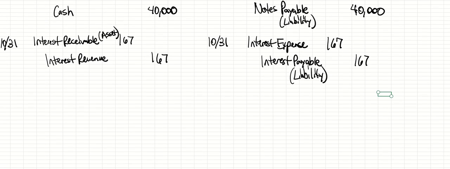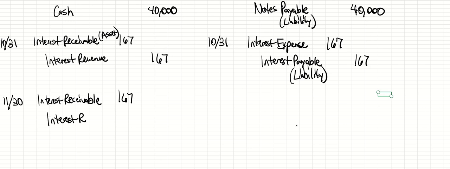Okay. On November 30th, the second month has expired, but interest has accrued, even though cash has not been exchanged yet. So what should we do? We should record the same entry as we did in October by debiting, for the lender, interest receivable of $167 and then crediting interest revenue for that same amount.